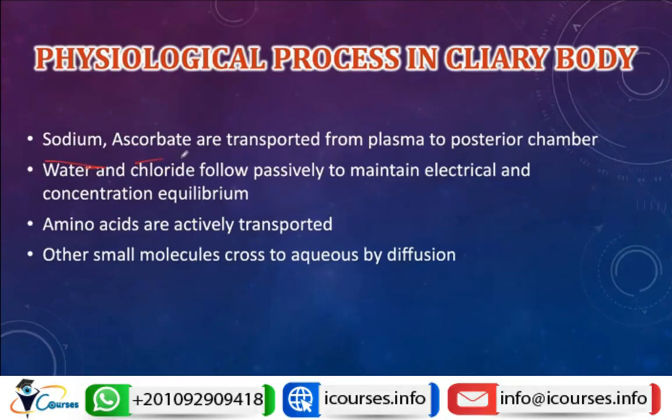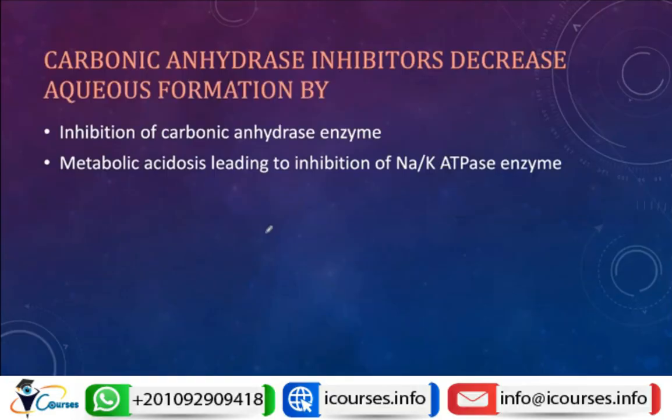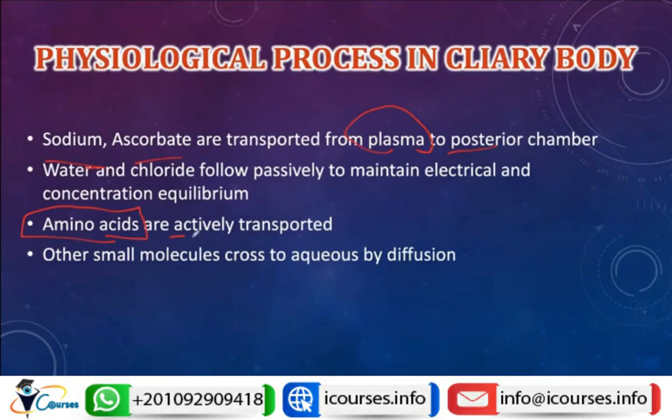The sodium and the ascorbate are transported from the plasma to the posterior chamber, while the water and chloride follow passively to maintain the electrical and the concentration gradient. Amino acids are also one of the important molecules that are actively transported, as we said in the lens, so they will also be actively transported into the aqueous. And just small molecules will cross into the aqueous by diffusion.